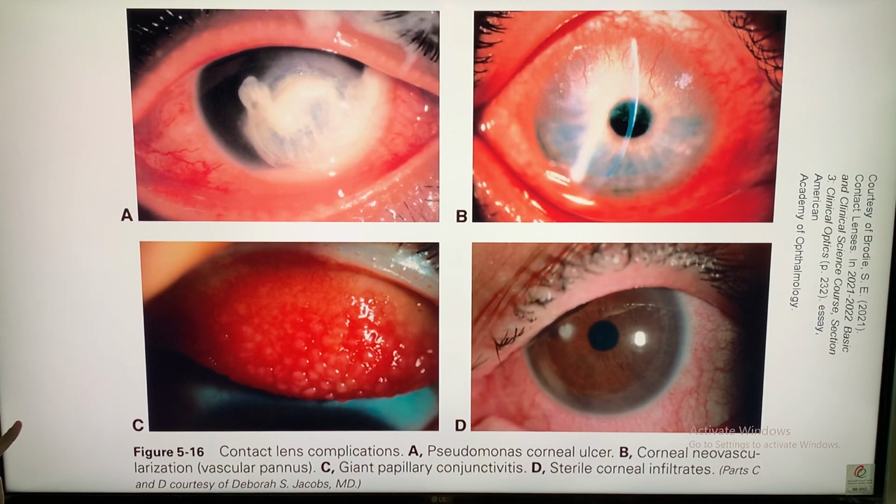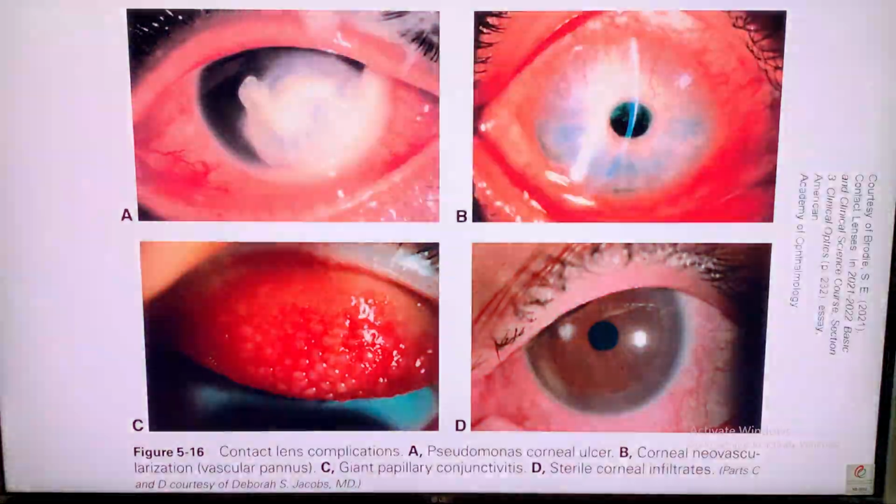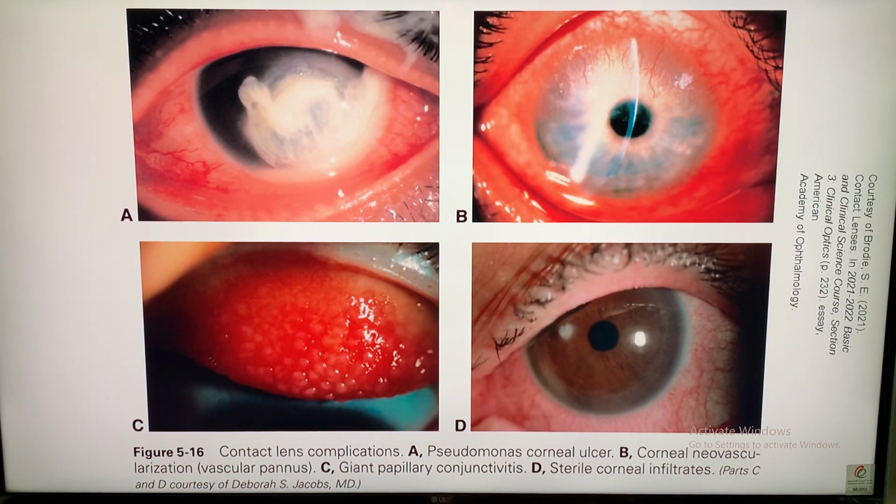These are the giant papillae, and that is a Pseudomonas corneal ulcer. And you can see vascular pannus mainly occurs on the superior cornea. These are the sterile infiltrates.